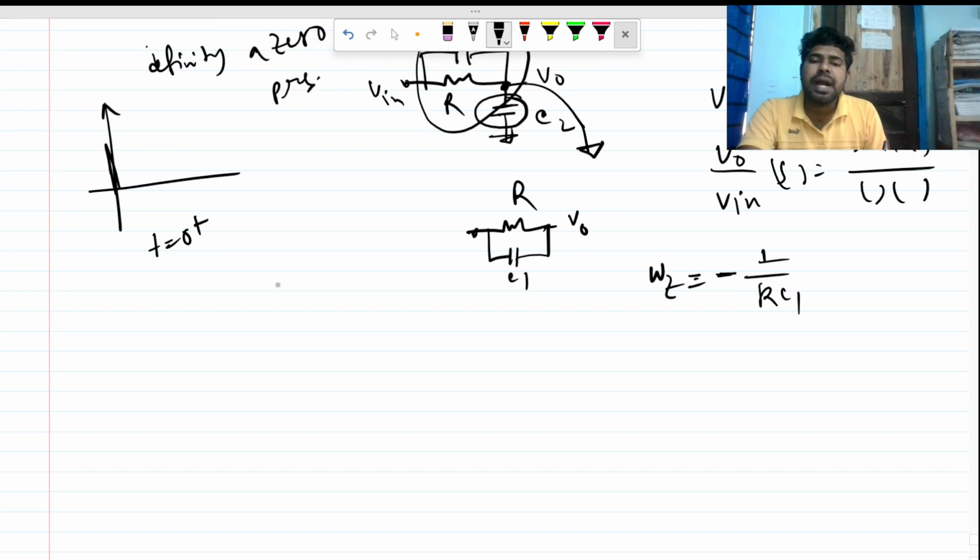And the second way to find the zero is, we can see that if V out is 0, we have a zero. So there are two effective impedance paths. Let's say this is Z1 and this is Z2.